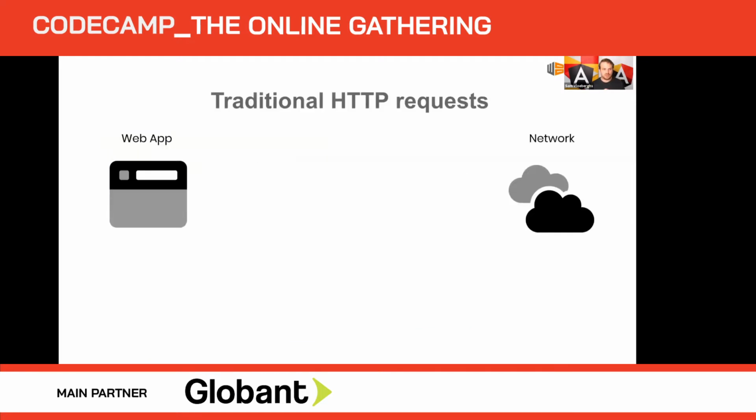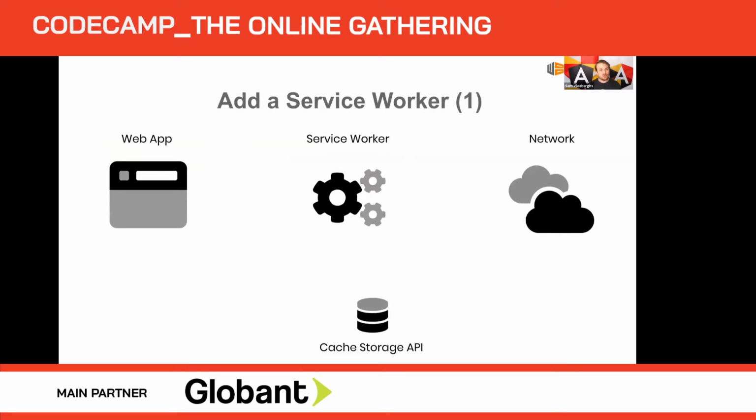So let's visualize a bit how this works. A typical web application does a request to the network, and in the best case, the server returns a response. There's no big deal or rocket science here. This is basic. But when we add a service worker in between the web application and the network, we can cache our resources, and then the behavior changes completely.